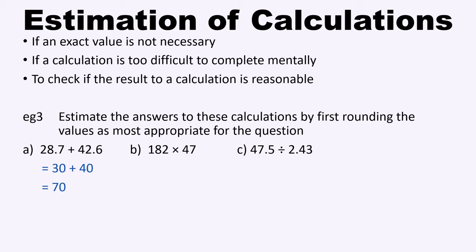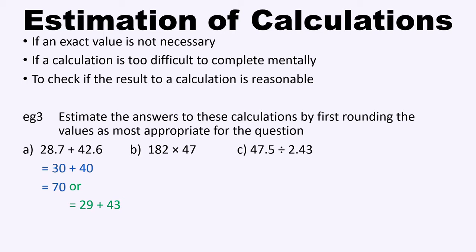Now you might be thinking, 30 plus 40, yeah, that's easy, that's 70, but I'm sure that gave us a rounding error. Anytime we round, we're going to produce some kind of rounding error, but maybe we didn't need to round quite so much.